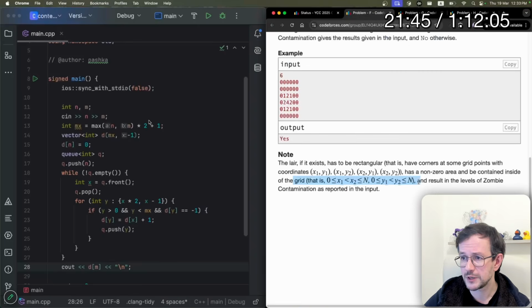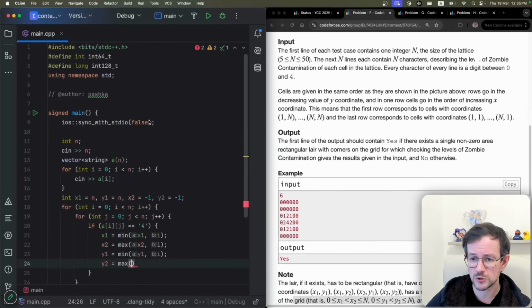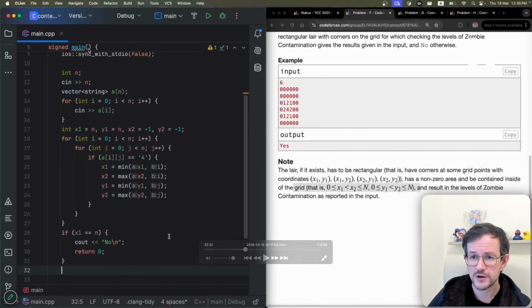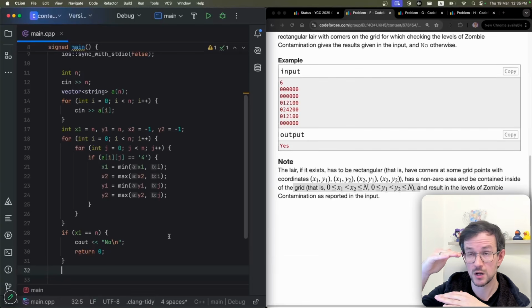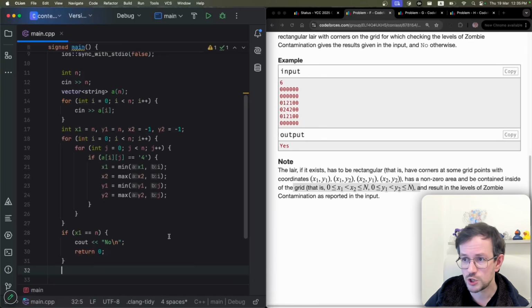So how do I do it? Let me see. Okay, so here I find the borders of my rectangle. So I just find the bounding box of all fours, and if I didn't find any four, I just say no. And now I just need to check that my picture is correct. How do I do it? I will do it like this. I will draw my picture and then compare this picture and that picture.